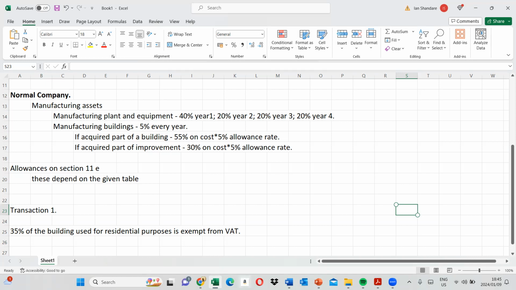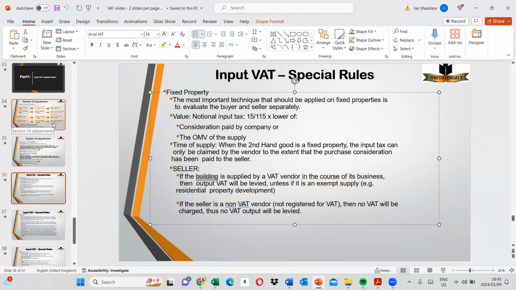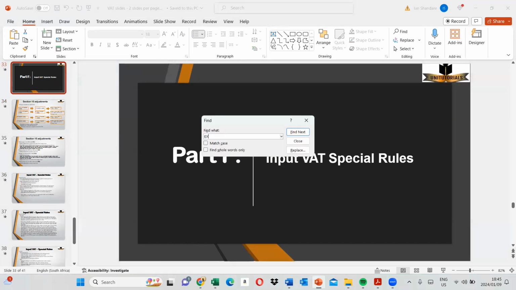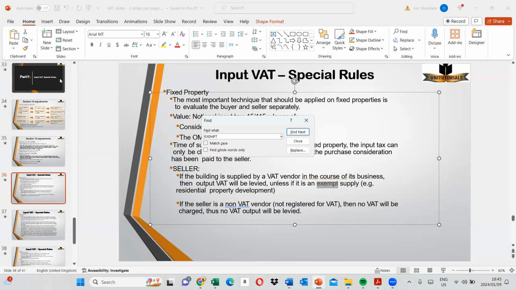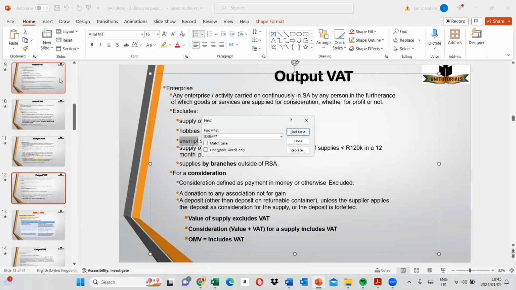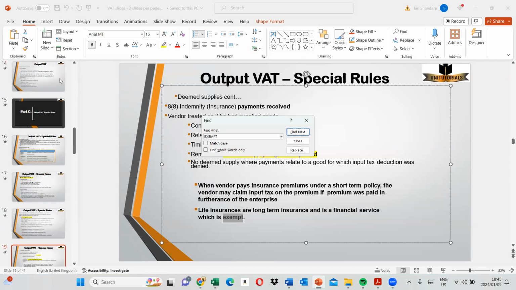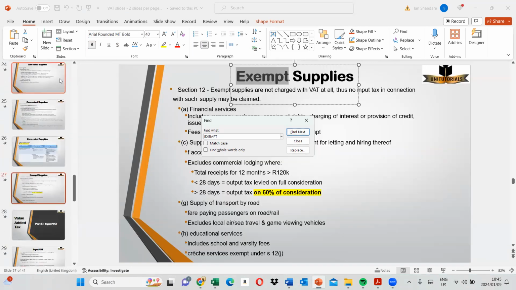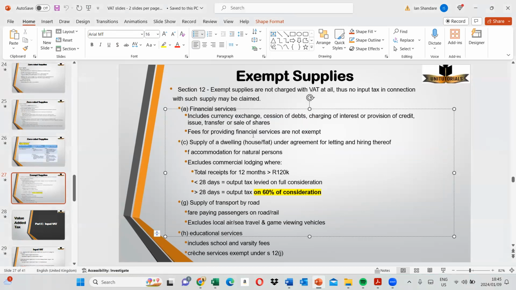I believe I gave you some good notes in regards to this. Let me just take you through the notes that I gave you. So, exempt supplies. It's important that you pay attention to the list of items which are exempt supplies. Do you see it? This is our list, which I gave you the notes for, of course.